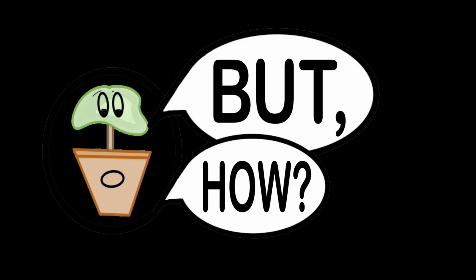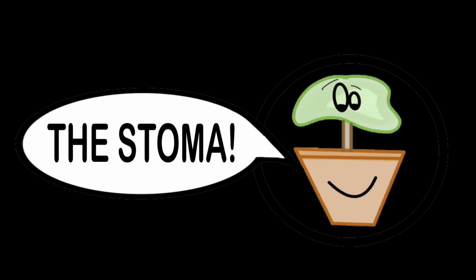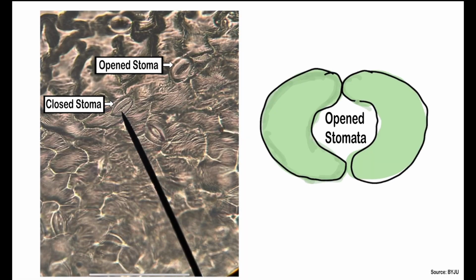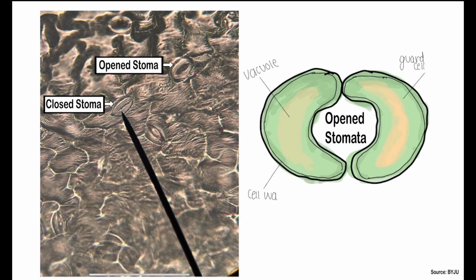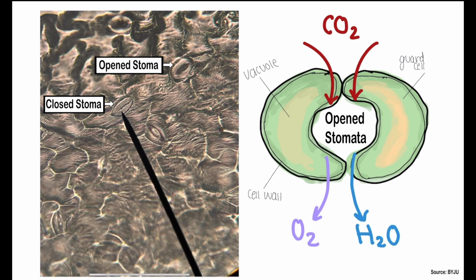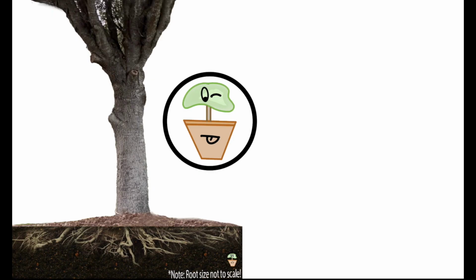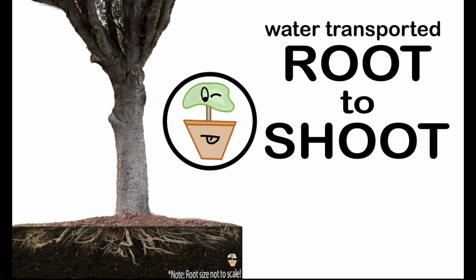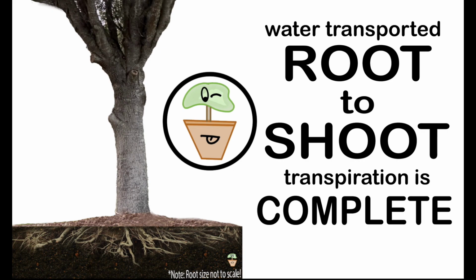But how? The stoma. You'll need a microscope to see it, but the opening and closing of stomata by guard cells plays a huge role in the rate of transpiration. An open stoma absorbs CO2 from the environment. It also releases oxygen and loses water. And finally, as the water is transported root to shoot, transpiration is complete.